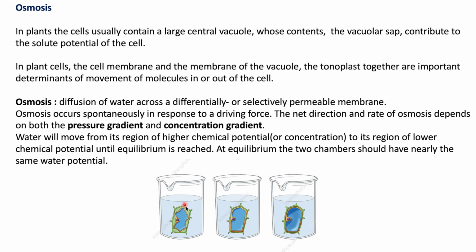In this figure you can see this is a plant cell and it is present inside water. So the concentration of water is high outside compared to inside of the plant cell. So water will move from outside to inside. Now you can see this plant cell gets swollen, and this movement of water from outside to inside continues until water potential on both sides becomes equal.